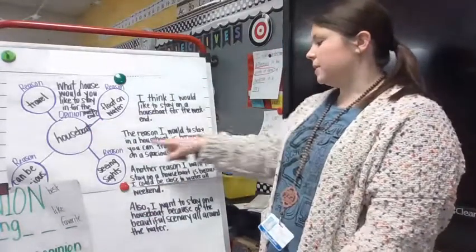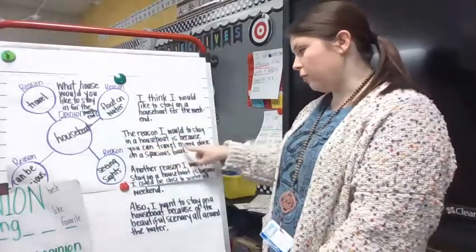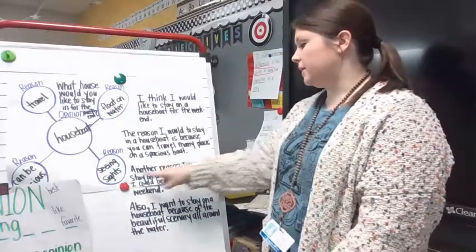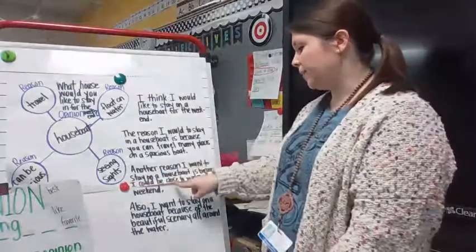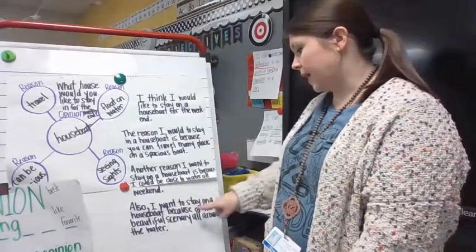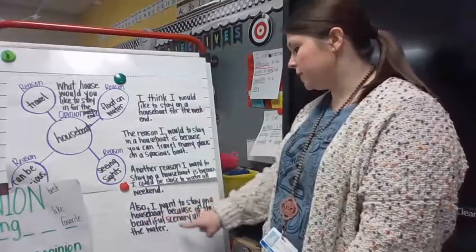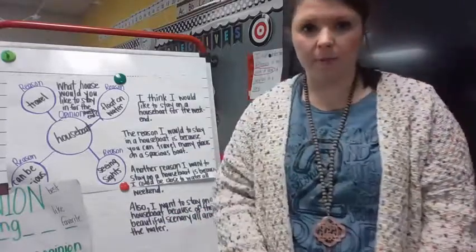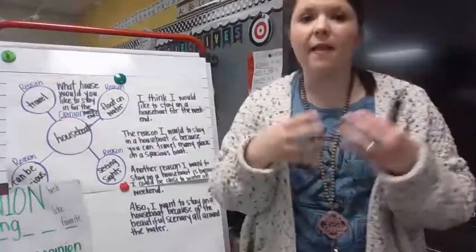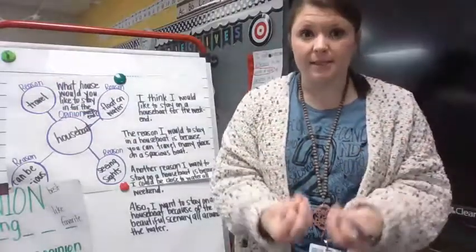The reason I want to stay on a houseboat is because you can travel many places on a spacious boat. Another reason I want to stay on a houseboat is because I could be close to water all weekend. Also, I want to stay on a houseboat because of the beautiful scenery all around the water. So see how I took my reasons from around and I developed them into really great sentences.